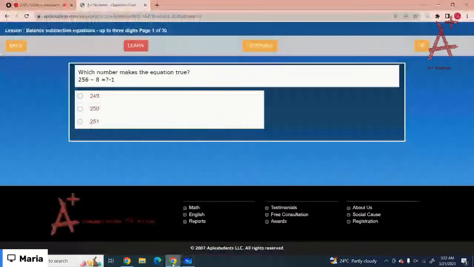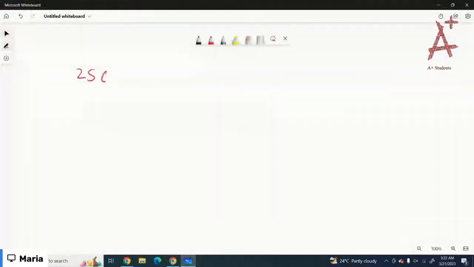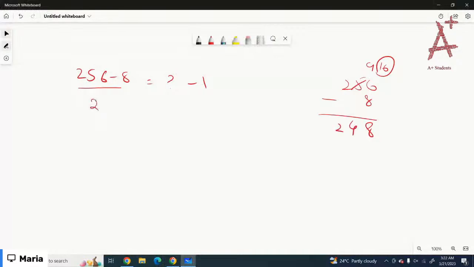The first one is 256 minus 8 equals the missing number minus 1. Let's just solve this side. Just subtract 8. 256 take away 8. You cannot take 6 take away 8, so you have to borrow 1. Here you have 4 and here you have 16. So 16 take away 8 is 8. Bring 4 down and 2. So you are left with 248 here.